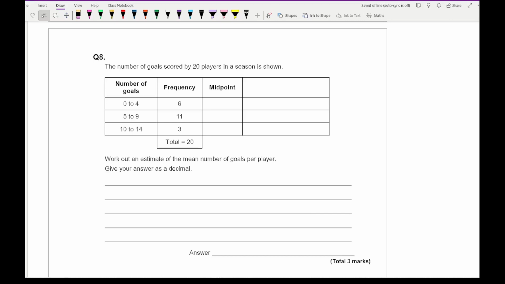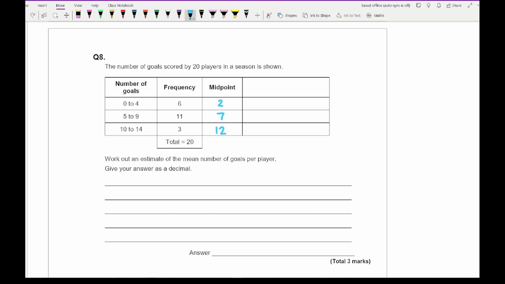So looking at question 8, it says the number of goals scored by 20 players in a season is shown, and the question is asking us to work out an estimate of the mean number of goals per player and give your answer as a decimal. So for this, let's have a look. First things first, we need to work out the midpoint. So the midpoint, we just add the upper and lower bound and divide it by 2. So here I'm going to end up with a midpoint of 2, a midpoint of 7, and a midpoint of 12.